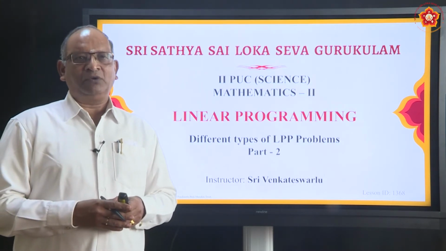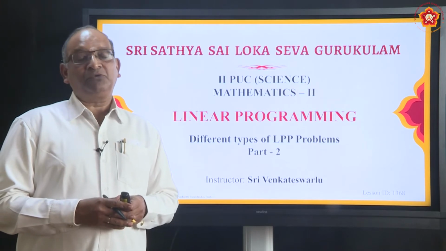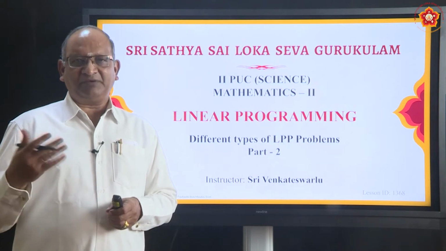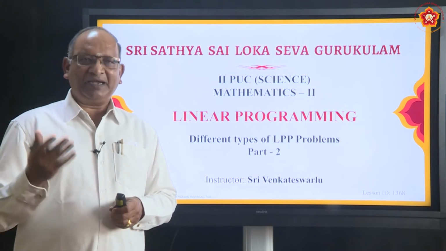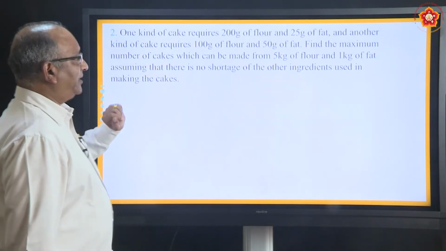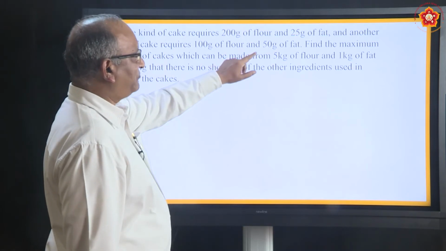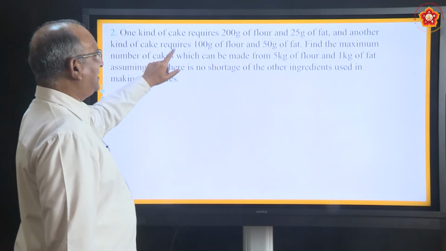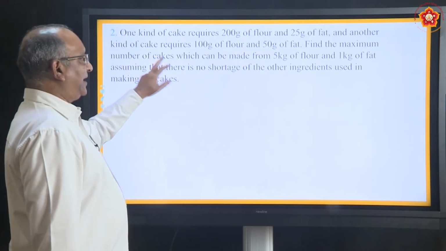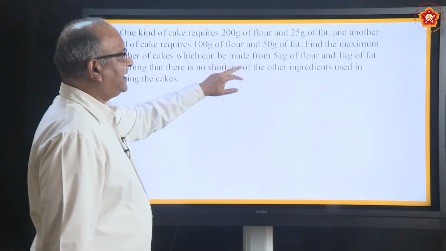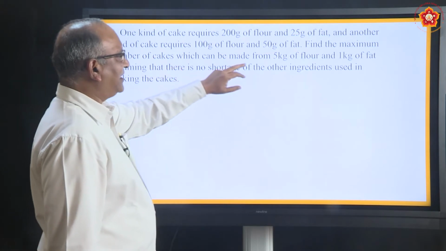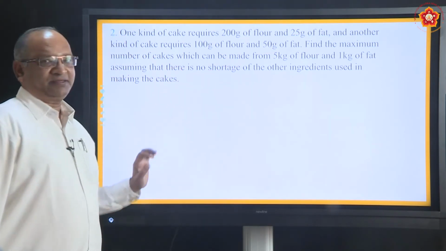So let us see now how to solve the problems. In the previous session we took only inequalities. Now we are taking the word problems. One kind of cake requires 200 gram of flour and 25 gram of fat. Another kind of cake requires 100 gram of flour and 50 gram of fat. Find the maximum number of cakes which can be made from 5 kg of flour and 1 kg of fat, assuming that there is no shortage of other ingredients used in making the cakes.